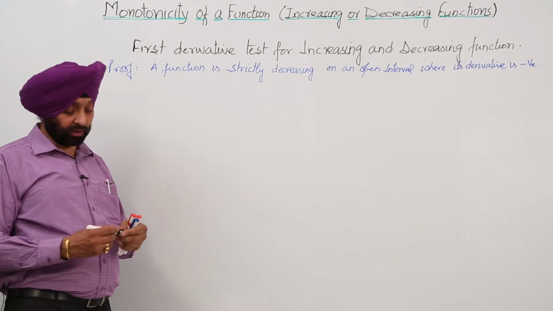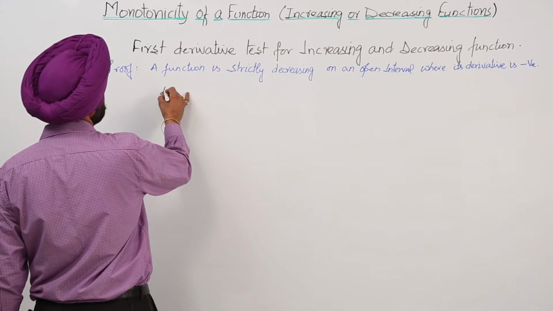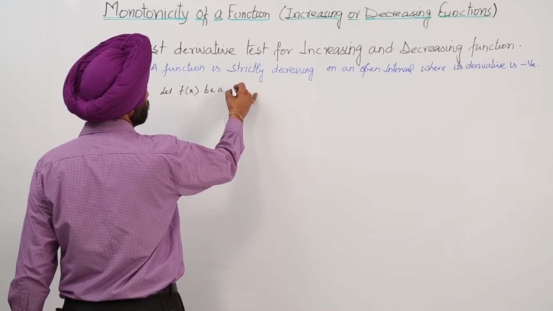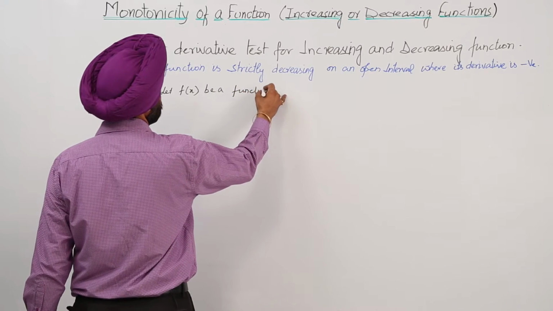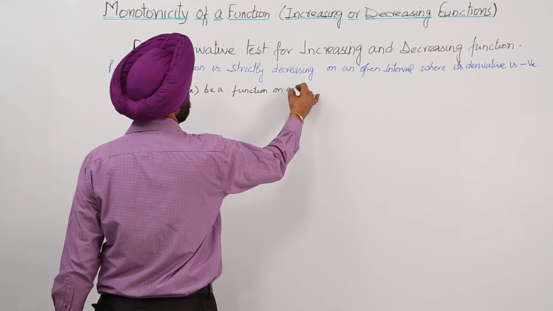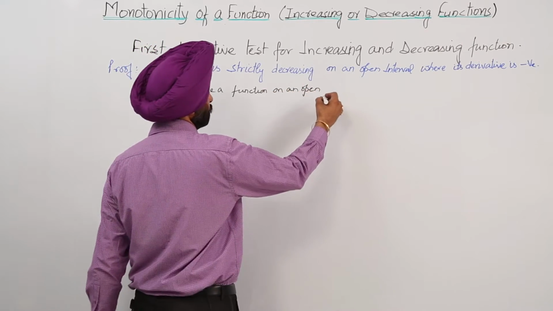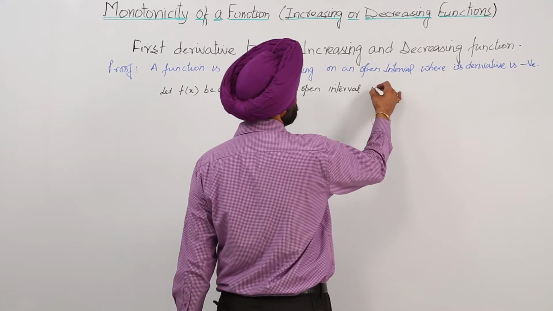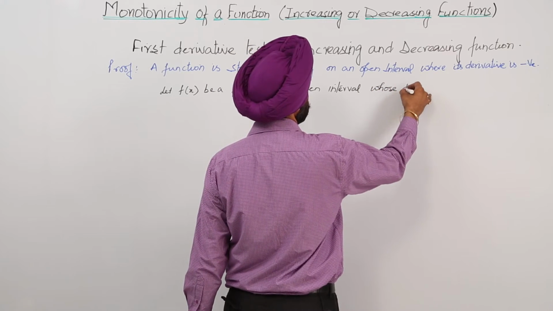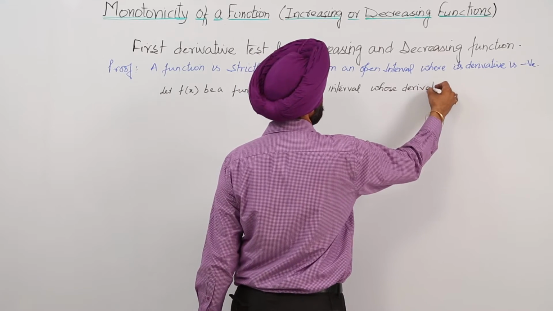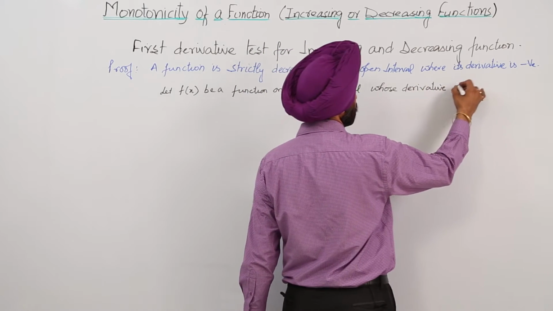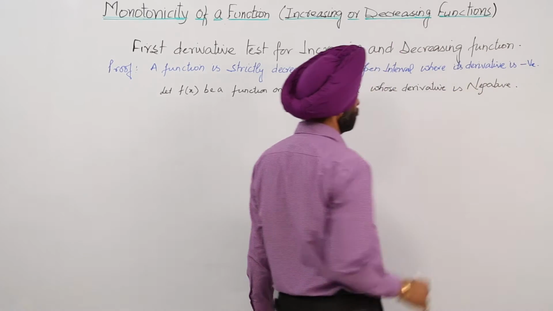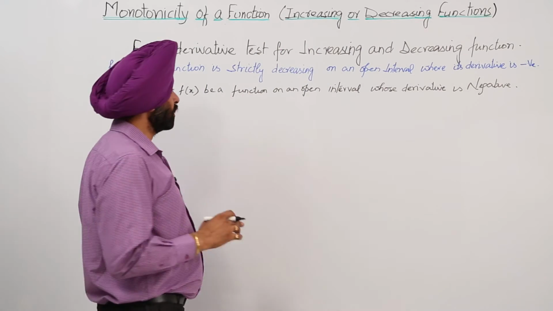Proving for a strictly decreasing function. Let f(x) be a function on an open interval whose derivative is negative.